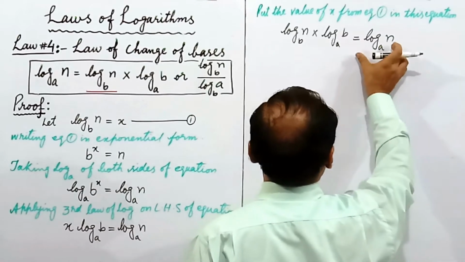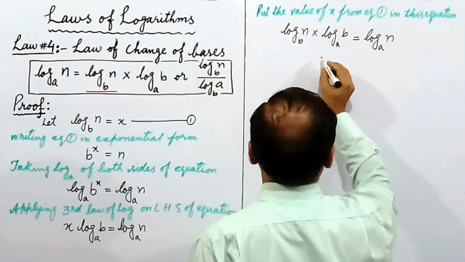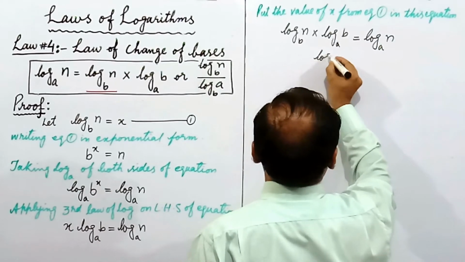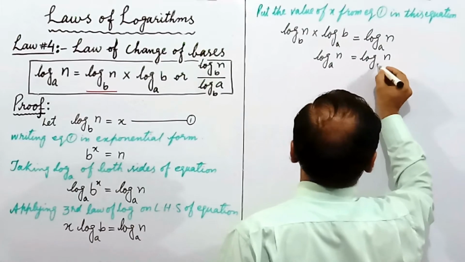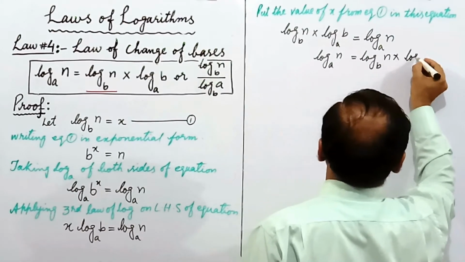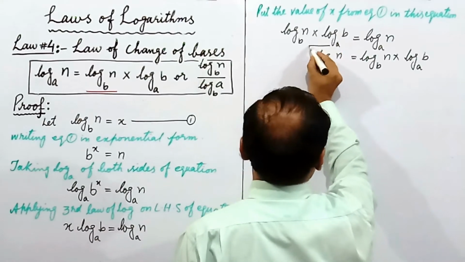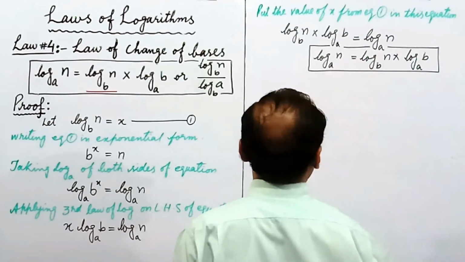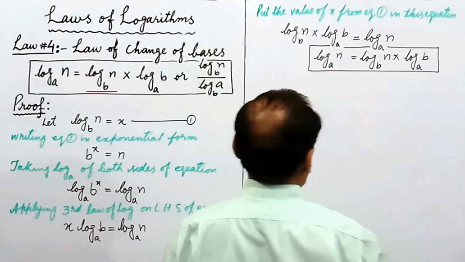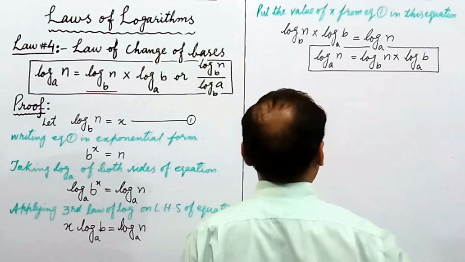Applying the symmetric property, we exchange the sides, left side to the right and right side to the left. We have, and hence we prove its first part, according to which log n to the base a is equal to log n to the base b multiply log b to the base a.